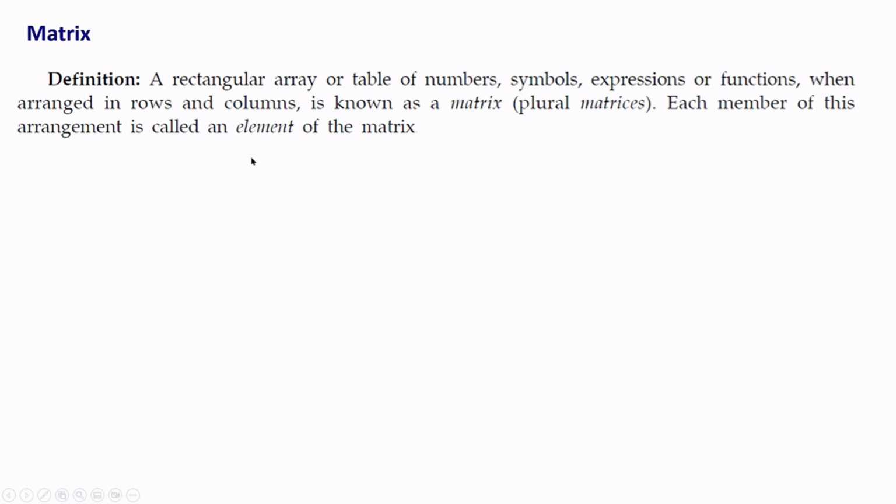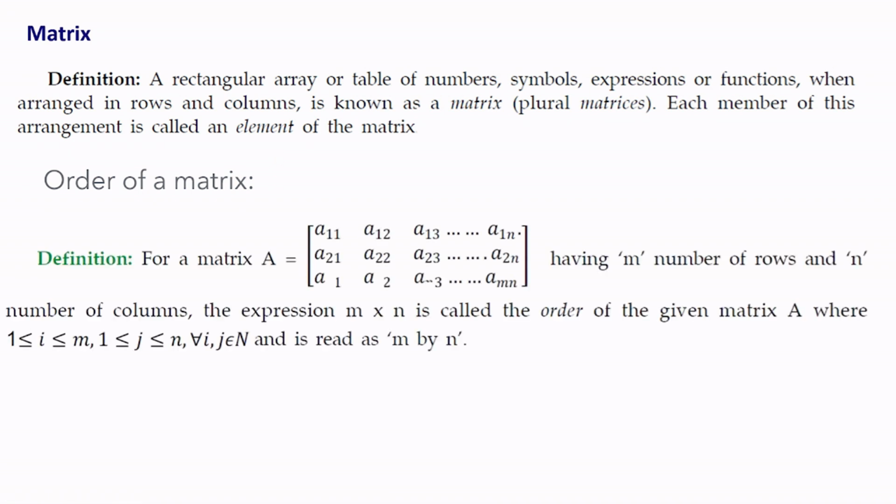First we will see the definition of matrix. It is a rectangular array or table of numbers, symbols, expressions or functions, which is arranged in the form of rows and columns. Each member in a matrix or in this arrangement is called an element of the matrix. So this is with respect to the definition of matrix. And next we will see the order of matrix.